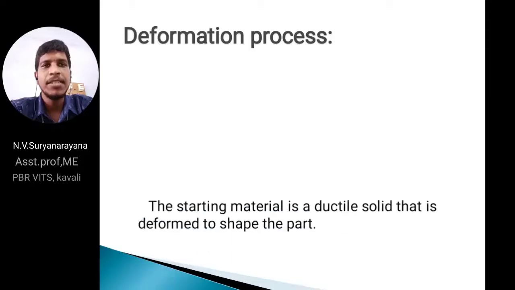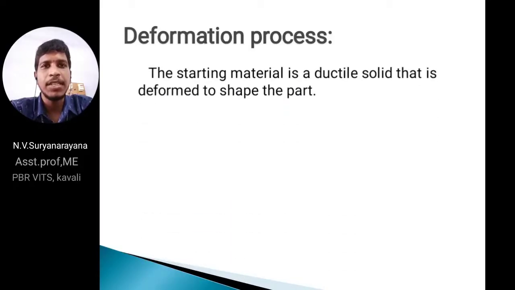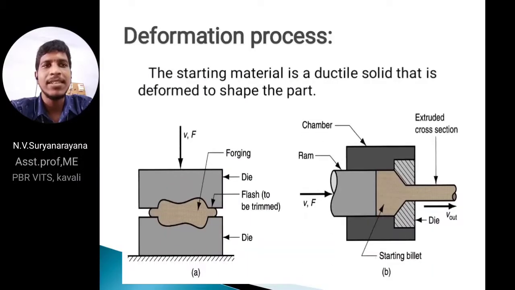Next, deformation process. Deformation, we already know, is changing the geometry or shape. The starting material is a ductile solid that is deformed into the part shape. In the first figure A, I am showing the starting material. According to our requirement, by using the extrusion process, which I already told you is widely used for hollow and tubed parts, that is the hollow part. According to our requirement, we are changing the part geometry.